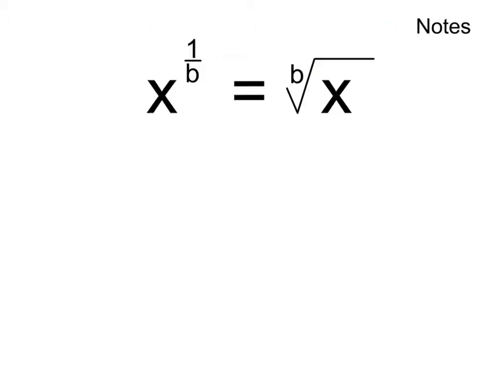Now I can generalize. This should go into your notes. If we have x to the power of 1 over some number, I'm calling it b here, that equals the b root of x.